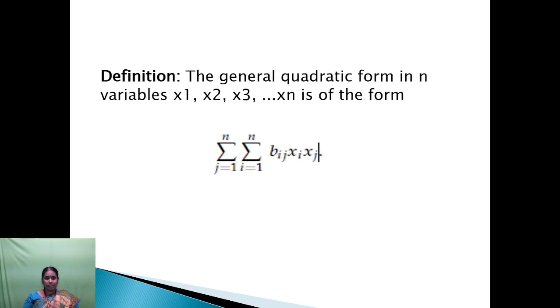Next, I am giving you the general definition for a quadratic form. If our quadratic form has n variables, then what is the form? Summation j varies from 1 to n and summation i varies from 1 to n, bij into xi xj. This is the general format for our quadratic form.